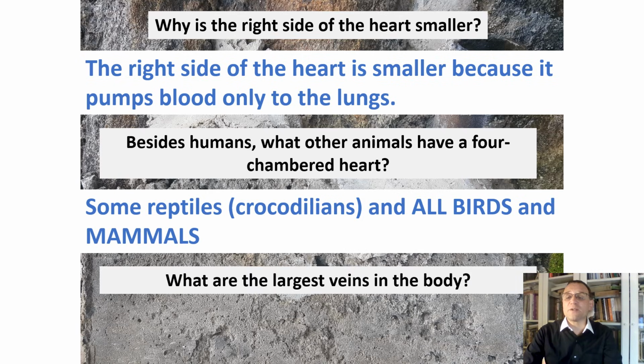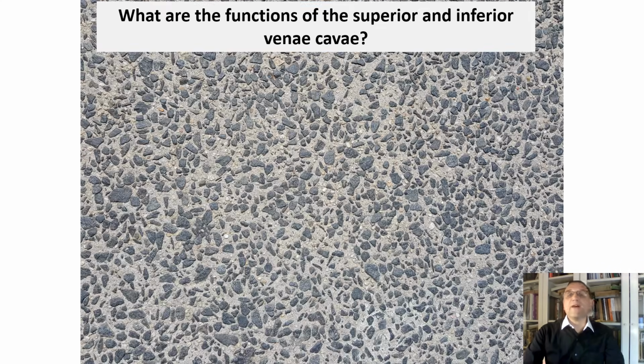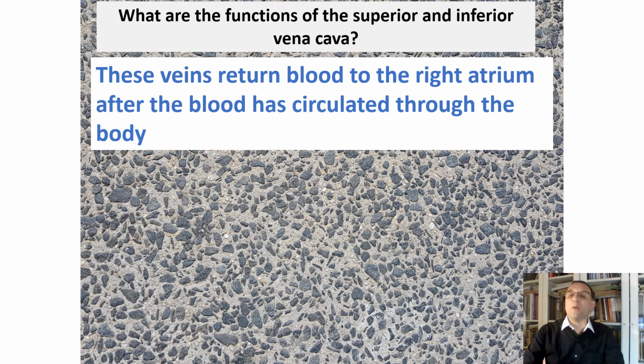What are the largest veins in the body? Superior vena cava and inferior vena cava. Or we can say it superior and inferior venae cavae. What are the functions of the superior and inferior venae cavae? Well, these veins return blood to the right atrium after the blood has circulated through the body.